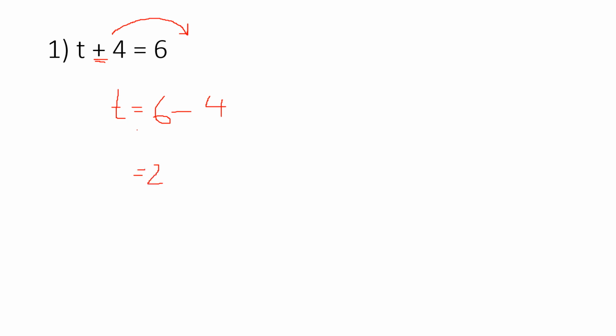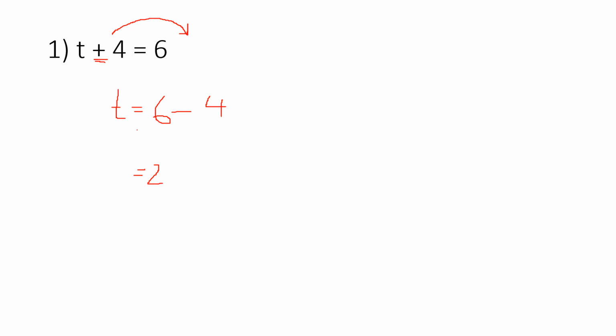So t is equal to 2. And that is what transposition is all about. So again, in a nutshell, to transpose, we simply bring something to the other side of the equal sign and we change the sign. So if it's positive, it becomes negative. If it's negative, it becomes positive. And sometimes we have to do this several times until we achieve our goal, which is finding the subject, and that is making t stand alone.